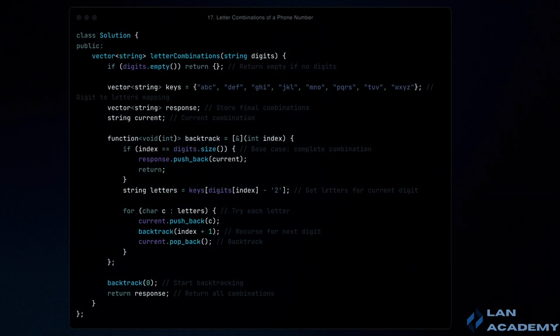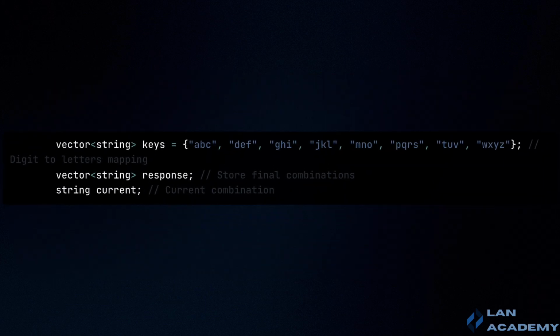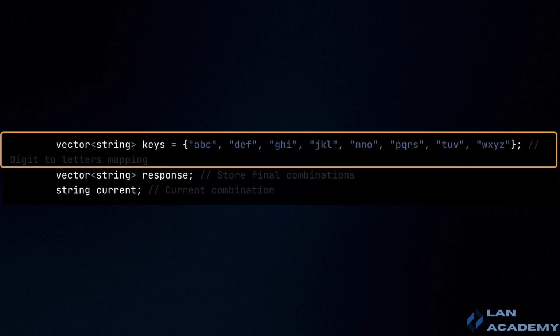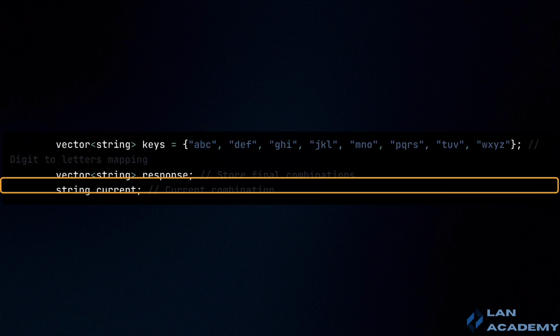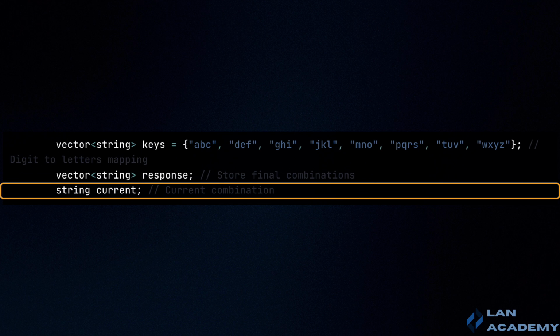To tackle this problem, we use a recursive approach that systematically explores each possible letter combination corresponding to the digits in the input string. Before diving into recursion, we need to set up some initial data structures: keys, response, and current. The keys vector maps each digit from 2 to 9 to its corresponding letters. For instance, the digit 2 corresponds to the string ABC, and so on. The response vector will store all the generated combinations, and the current string will be used to build each combination as we iterate through the digits.